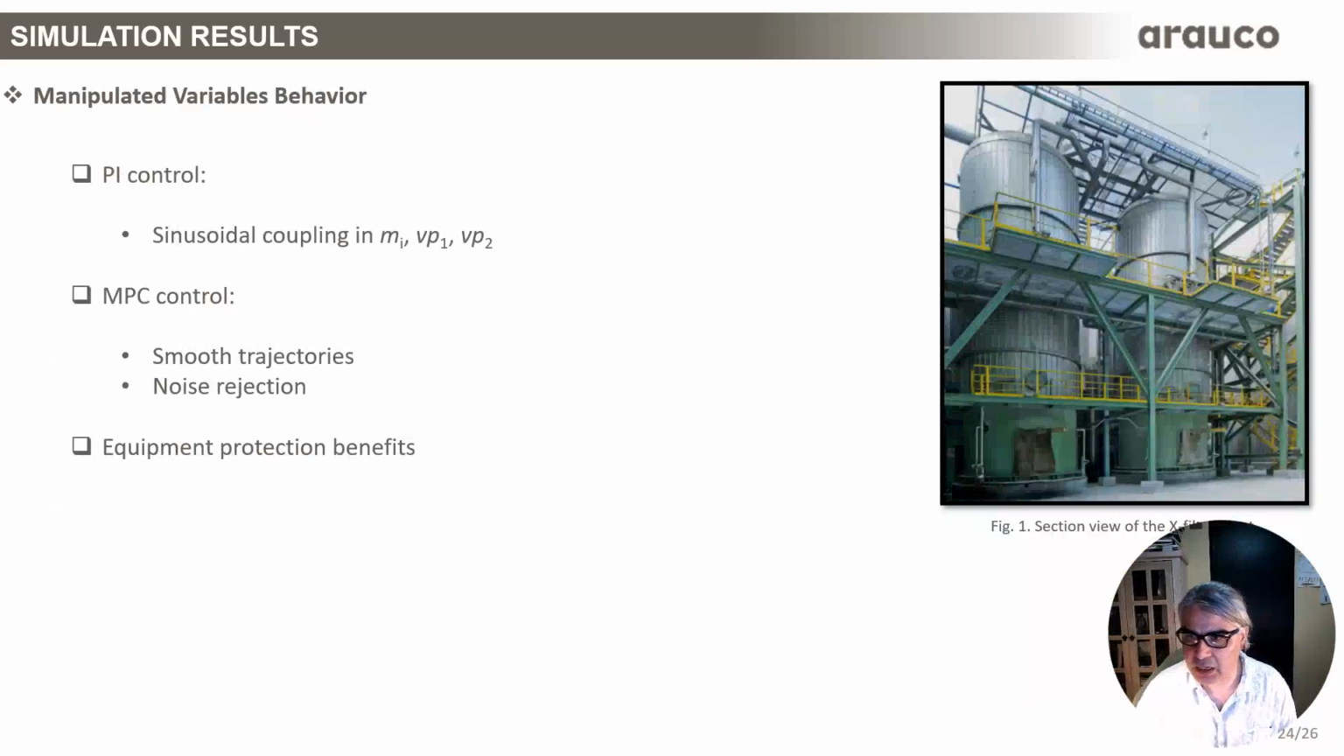Now, a really important observation emerged when analyzing manipulated variables. Under PI control, high-frequency noise couples directly into pump speed and valve positions, producing a persistent oscillation that can damage hydraulic equipment, which is a phenomenon often found in this kind of plant. Under MPC control, these oscillations are eliminated, resulting in smooth control trajectories. This low-pass filtering behavior has direct implications for equipment longevity and maintenance cost.